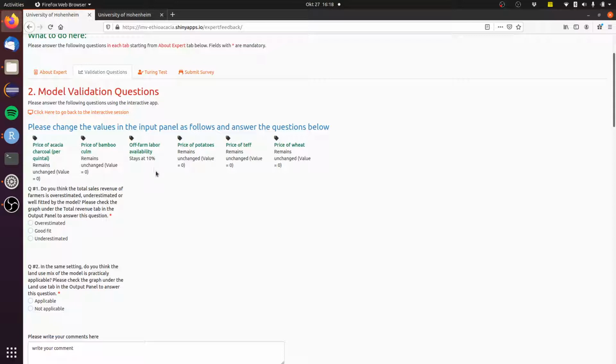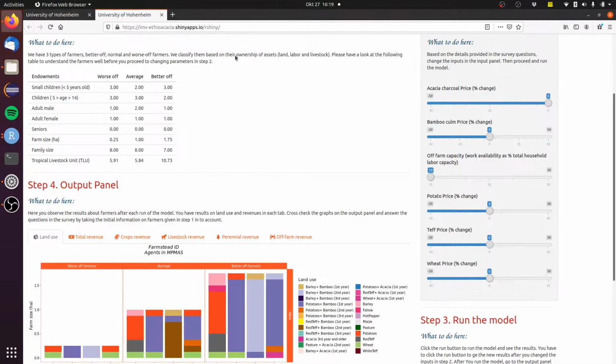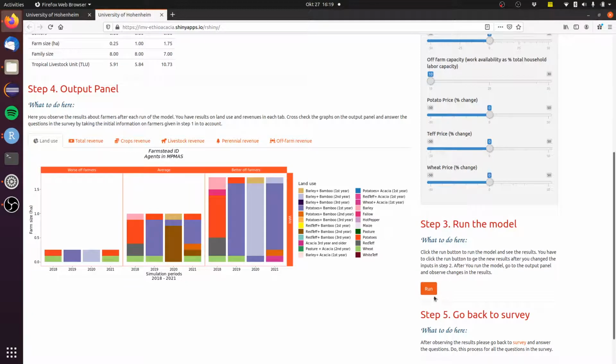In other words, households can shift 10% of their excess labor from on-farm activities into off-farm activities. So this is the baseline, and the question behind this is to see what the model looks like in the baseline scenario. So we have changed everything, and then we run the model after we change the sliders here.